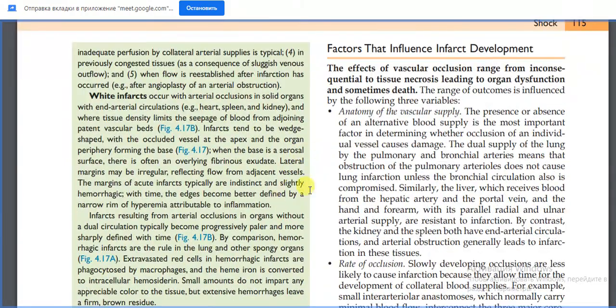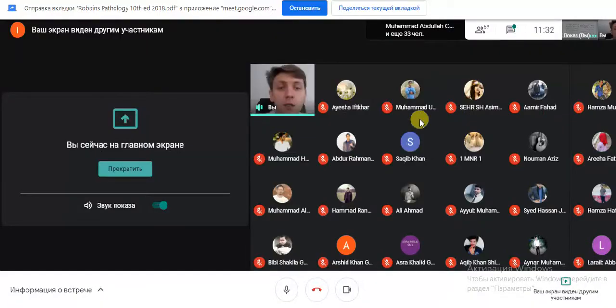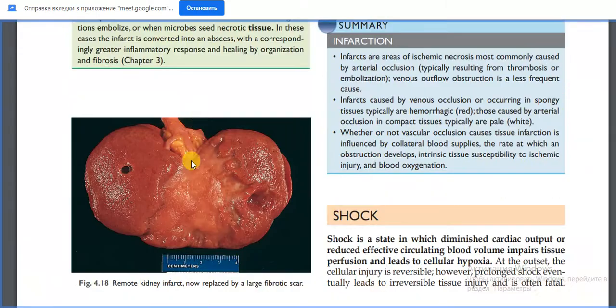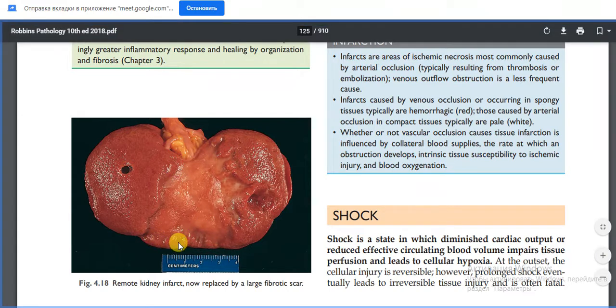Now, factors that influence infarct development. First of all, the anatomy of the vascular supply. If the vascular supply in this area is designed only for one artery, like in this infarction, where only one artery supplies the entire area, then of course it leads to death of all cells supplied by it. But you see here peripherally, near the cortex of the kidney, we can find some living cells, living tissue, which are not scarified.